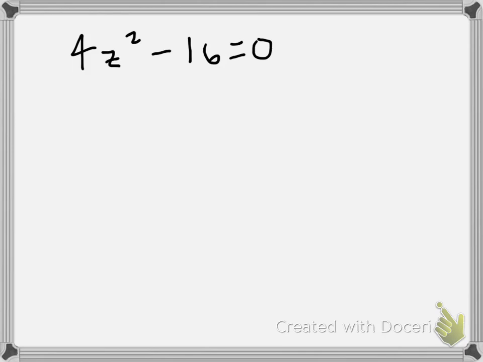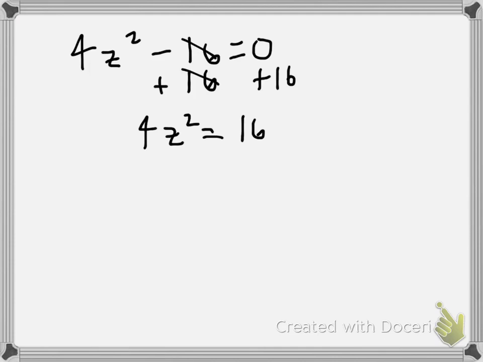Okay, so we can use this square root property to solve equations like this. If we want to do that, the first thing that we want to do here is we want to get that z squared onto one side by itself. So my first step here is going to be to move this 16 over to the other side. And then over here, we'll just add these up.